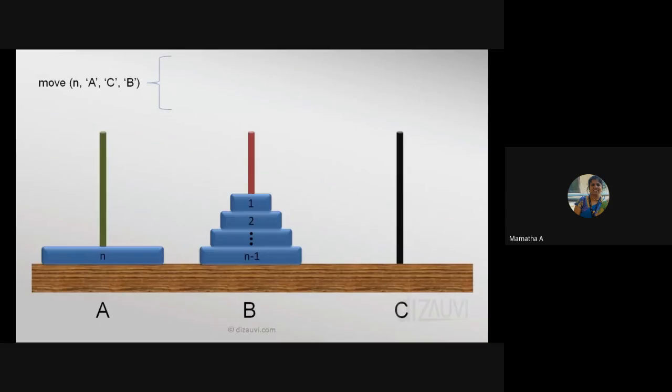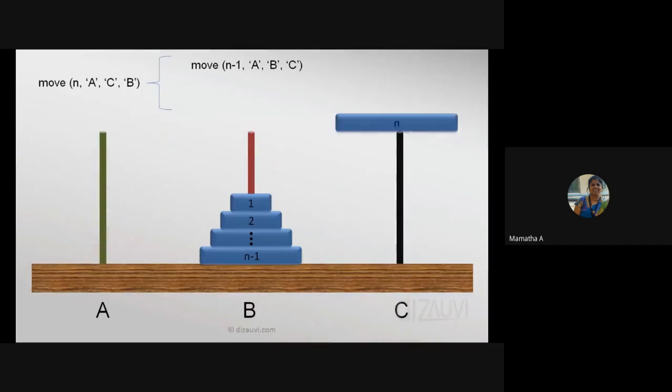Think about it. Because the nth disk is the largest in radius, it can remain untouched when we are moving those other n-1 disks like that, right? So we should be able to move these n-1 disks from A to B using C, which means that we can call the move method for n-1 disks from A to B using C, isn't it? Notice that the order of arguments for from tower, to tower and using tower has changed, alright?